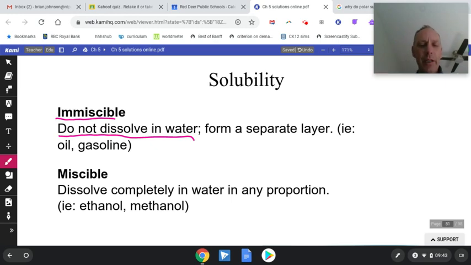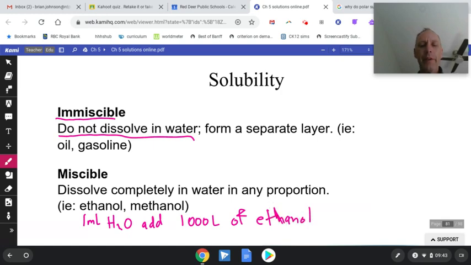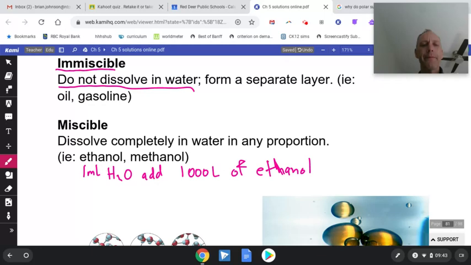You could take 1 milliliter of water, and you could add 1,000 liters of ethanol, and it would dissolve in a milliliter of water. They will mix in any proportion. Okay, so we say that polar solutes like ethanol, like the alcohols, are miscible in water in any proportion.